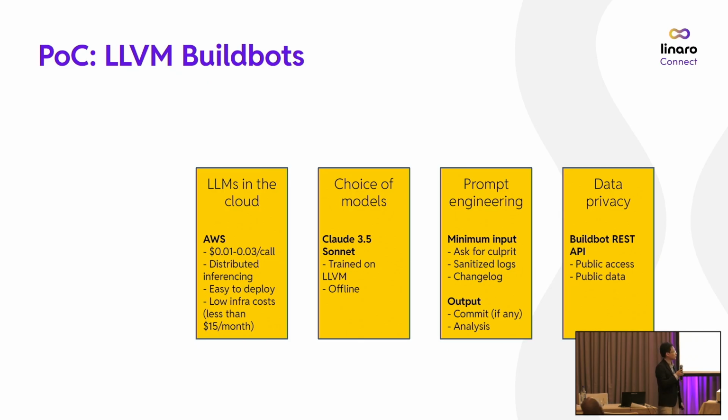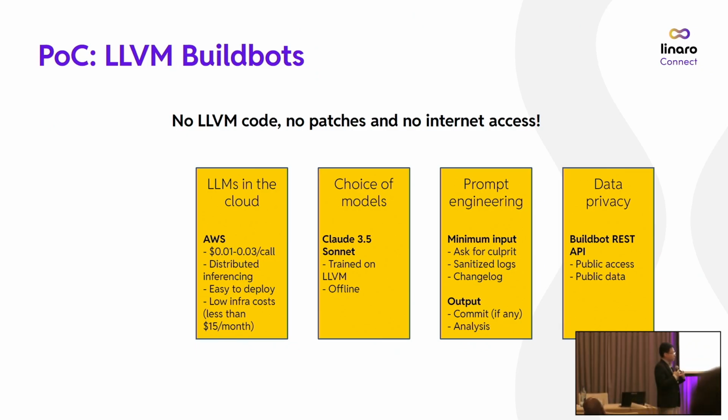For the prompt, we'll basically ask what is the culprit commit for that failure. We will be sending a pre-processed version of the logs, just with the required data and the list of changes. And we will ask the model to constrain the output to just the commit and a small analysis. So with that, we are not using any LLVM code. We're not submitting any patches to the model. And the model doesn't have internet access, so we address all the concerns we had before.